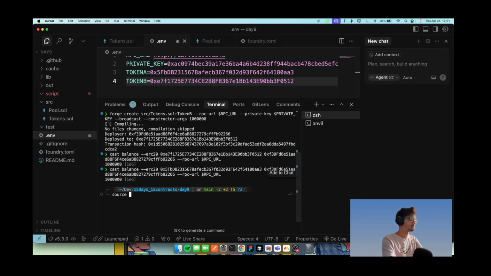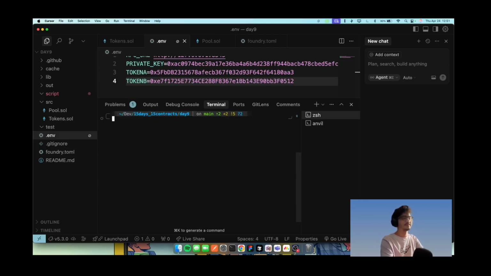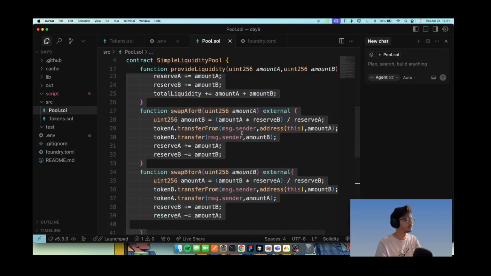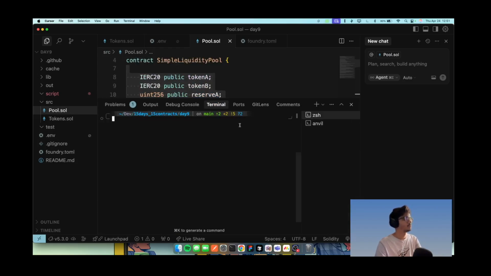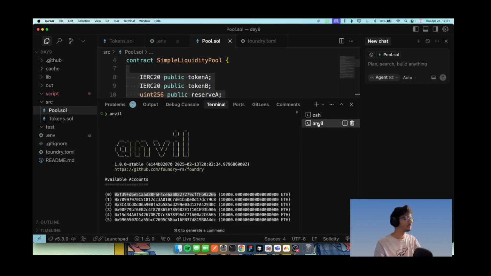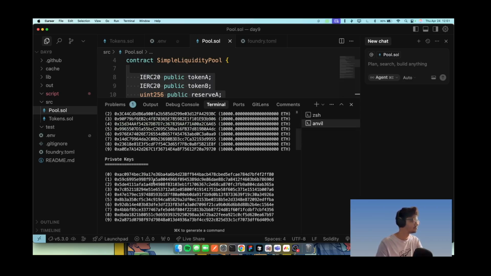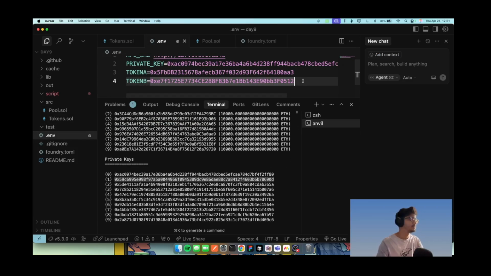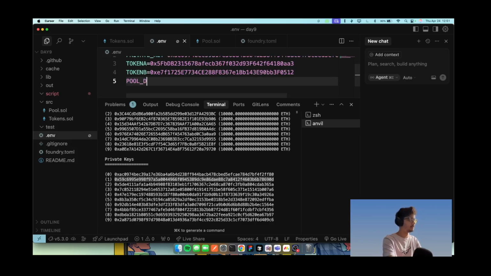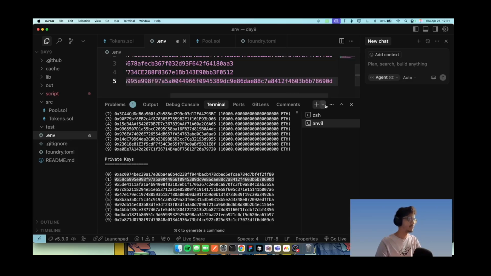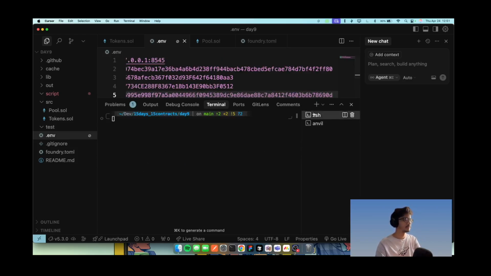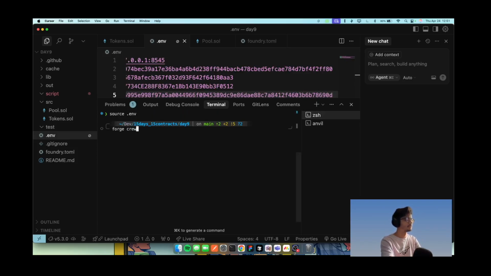So let's source the .env again. And for deploying the pool, I am thinking of using another private key, which seriously won't matter because there is no onlyOwner function here. Deploying a pool would not be a big deal, but let's do that for our mental peace. Let's say pool deployer is equal to this guy. I hope it's not the same. Yeah, it's not the same. Let's source the env again.